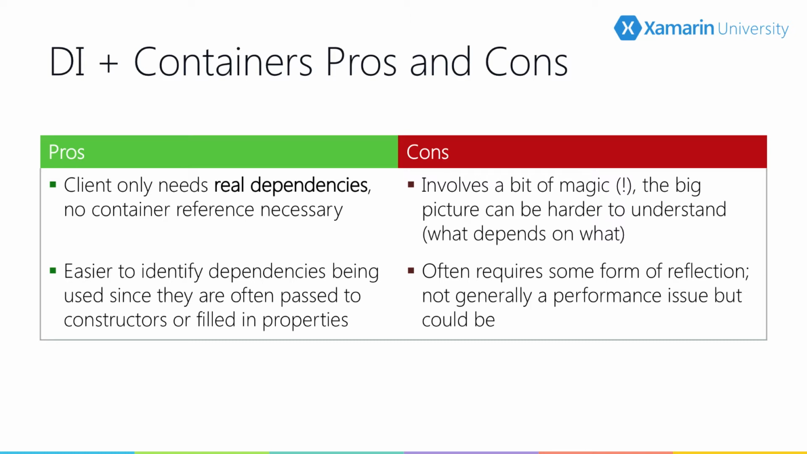Because if you have an IOC container in place that does automatic scanning, that automatically figures out which dependencies you have, it will no longer be able to create that type. So that's why it's sometimes considered to be a bit of magic, can be harder to get used to, particularly if you are new to a project, if you're new to a team, and you might not know what is used where.